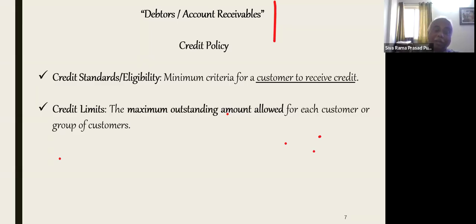The company will sell the goods to other corporates also. Particularly, this company's output is the input to the other companies. So for each and every company, limits are also fixed. Suppose I take for example the oil industry. Whenever they are supplying cooking oil to Amazon, we will provide credit for 30 days, and the amount not exceeding 2 crores or 3 crores like that.